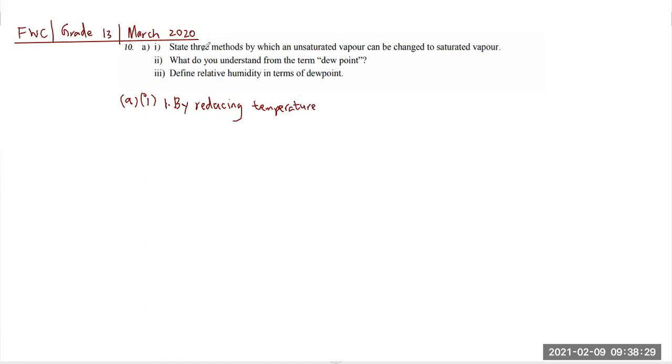Now what is the concept behind this? State three methods by which an unsaturated vapor can be changed to saturated vapor. Now, when you say unsaturated vapor, RH must be less than 100. That is what you call unsaturated vapor. And saturated vapor means RH is equal to 100. So, in other words, you have to find a way to increase RH. How to increase RH? That is the question here.